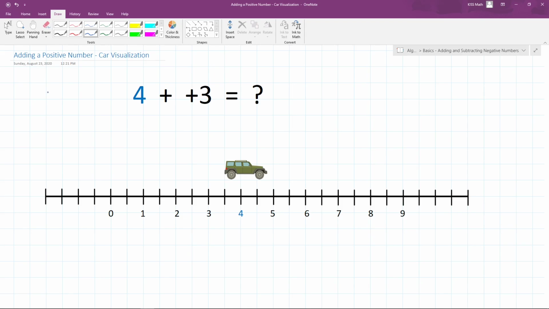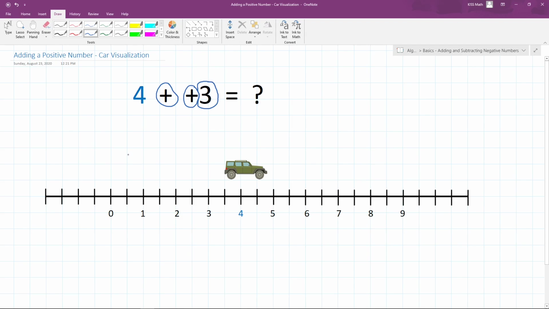I like to visualize this by thinking of a car on a number line. So 4 would be your starting point here. That's where the car is starting from. The operating sign here, which is your addition or subtraction, is kind of like your drive mode. The plus sign is your forward mode, and the minus sign would be like your reverse mode. The sign on the number indicates which direction the car is facing. So positive, the car is facing right, and negative, the car is facing left. And then the actual number tells us how many units the car will be moving, either left or right.